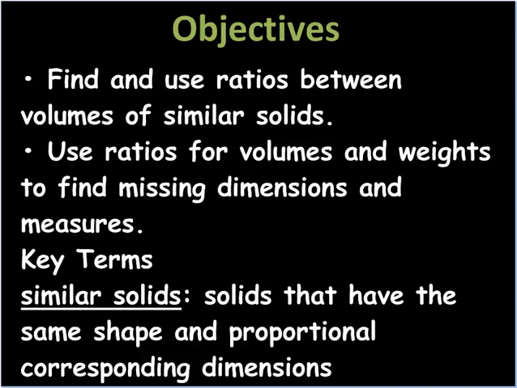Objectives for this lesson: find and use ratios between volumes of similar solids, and use ratios for volumes and weights to find missing dimensions and measures. The key term that we're going to be using in this lesson is similar solids: solids that have the same shape and proportional corresponding dimensions.